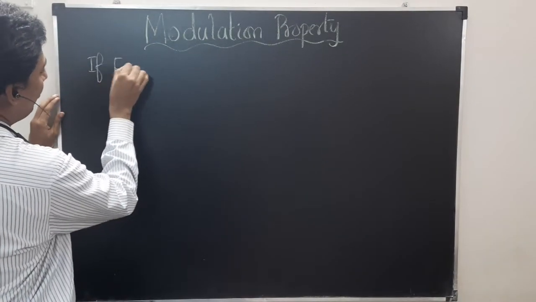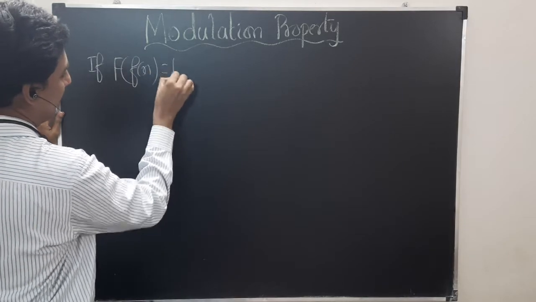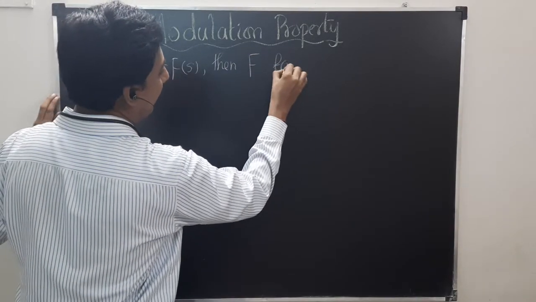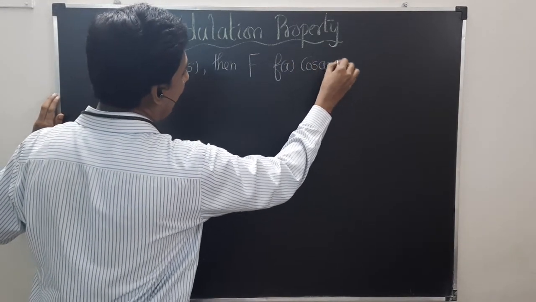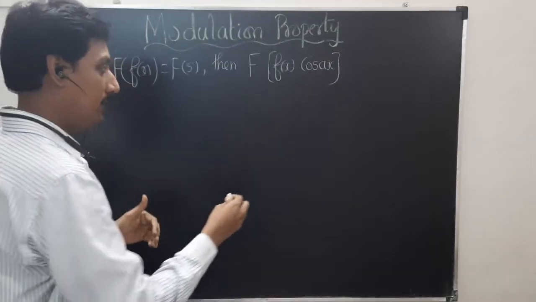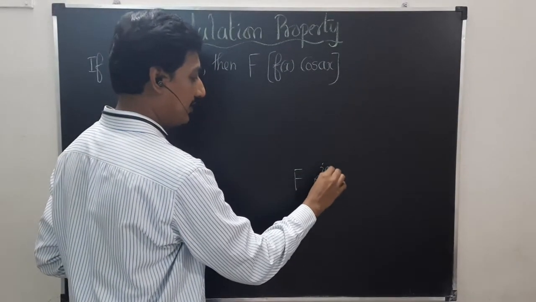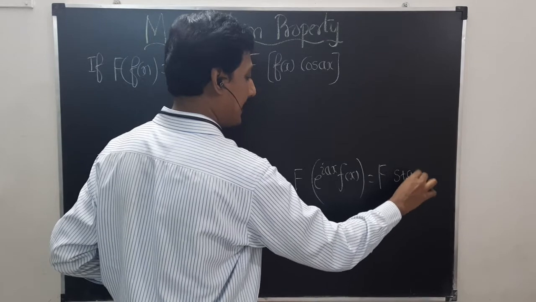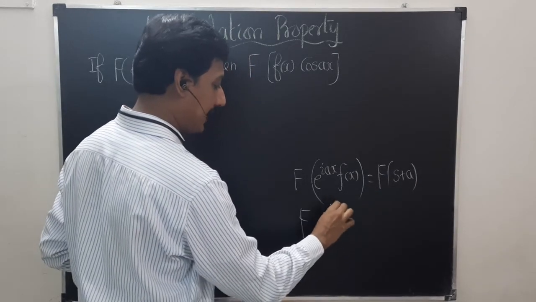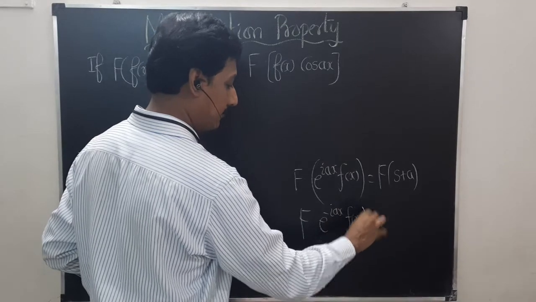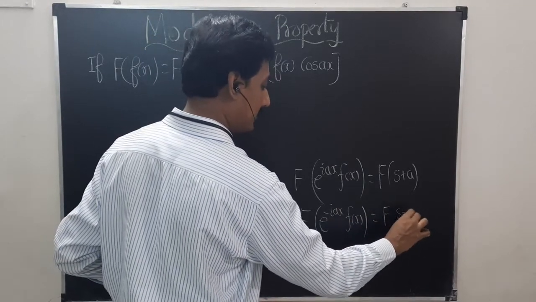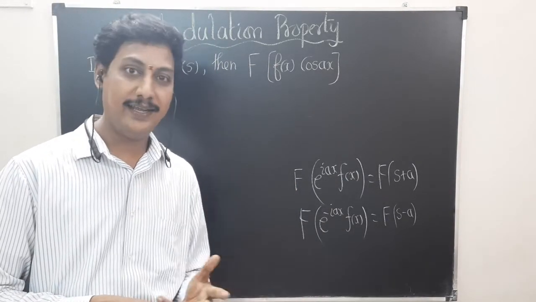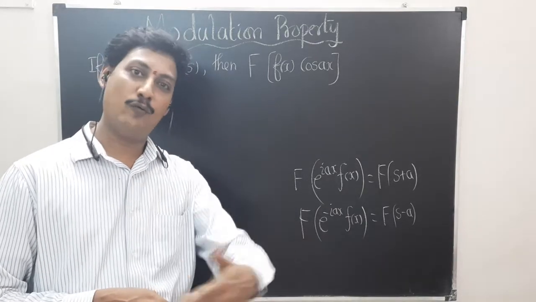if the Fourier transform of f of x is equal to F of s, then the product of f of x along with the trigonometric function... because already we have seen that the Fourier transform of e to the power iax into f of x is F of s plus a, and the Fourier transform of e to the power minus iax into f of x is F of s minus a. So this is another separate property. I made a separate video in detail about these types of properties. Please go and watch. Okay.